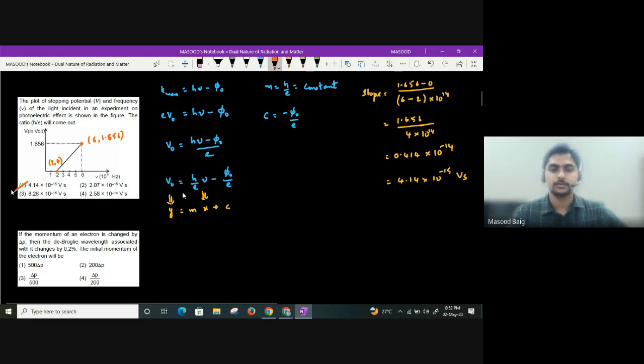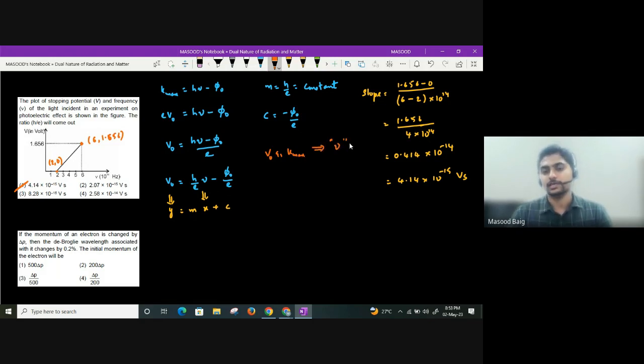Clear, everyone? Always remember, stopping potential versus frequency will follow a straight line with positive slope and negative intercept. The slope will be constant for all the surfaces. However, the intercept will be different for different surfaces. Is that clear, everyone? And one very important point: stopping potential as well as maximum kinetic energy will depend only on frequency.